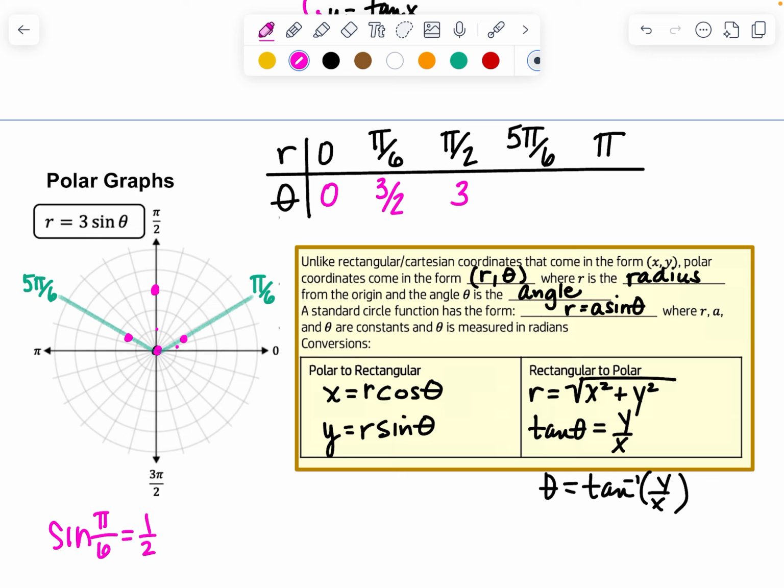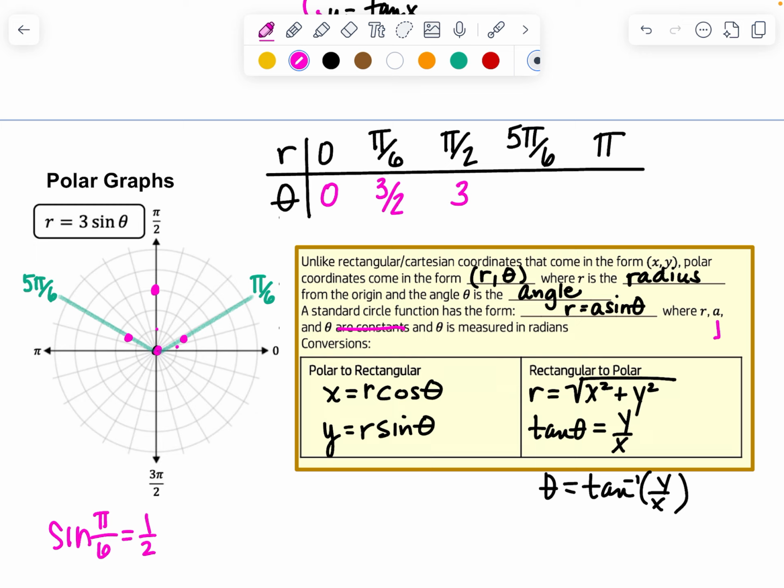So a standard function has the form, in this case, r is equal to a sine theta, where a is a constant. r and theta are variables, but a is a constant. I have to change that, because a is a constant given the specific function. The variables are r and theta.